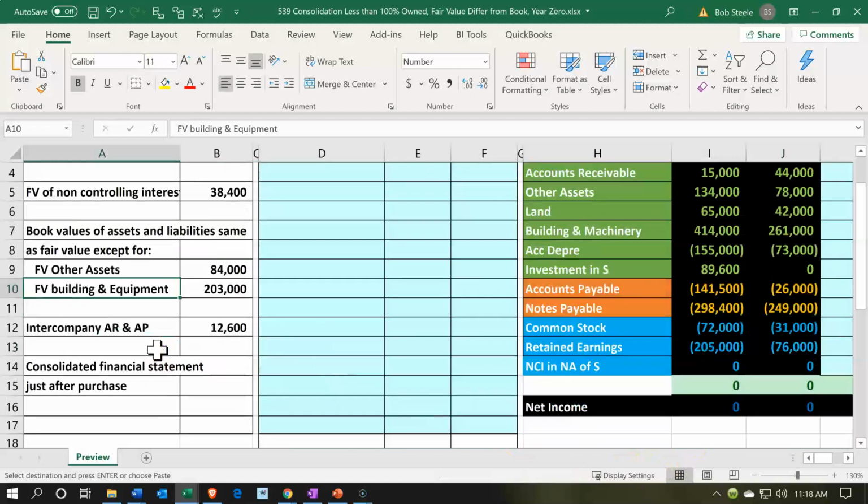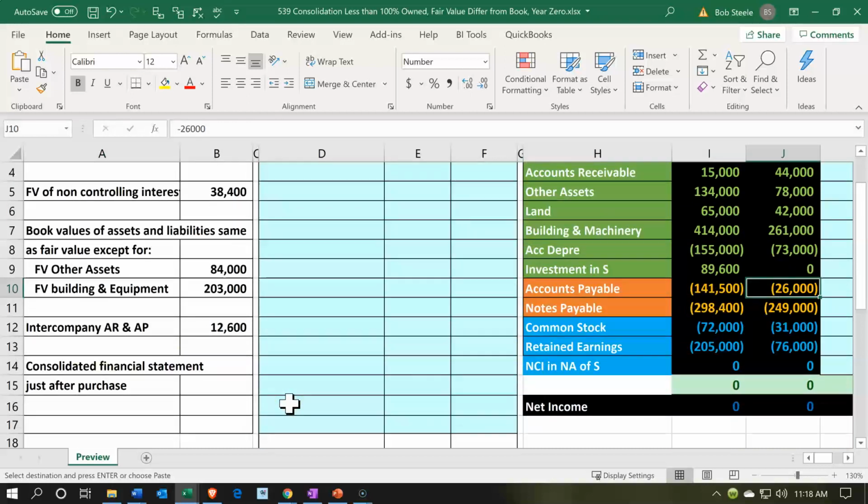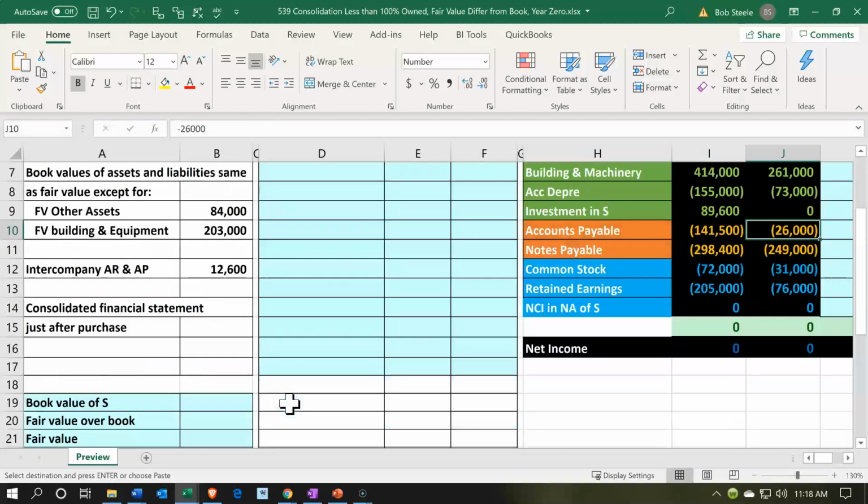The intercompany, then there's an intercompany accounts receivable and payable, meaning we're going to say that basically S owes P, let's say here. So we have a receivable that's too high and a payable that's too high. So we'll have to deal with that as well. We've seen that in the past, no big change there, but just an added detail we'll have to work out here. Consolidated financial statement just after the purchase.